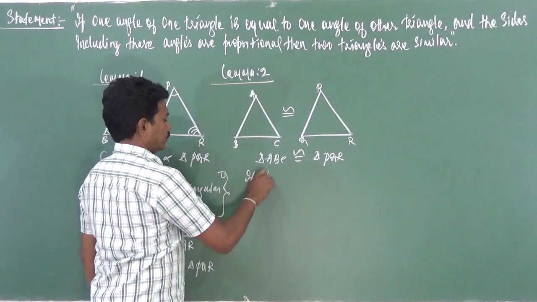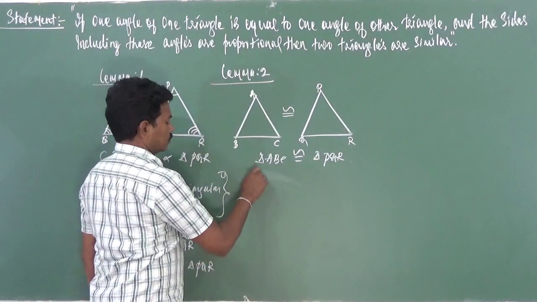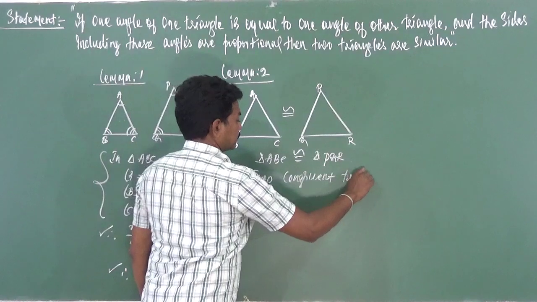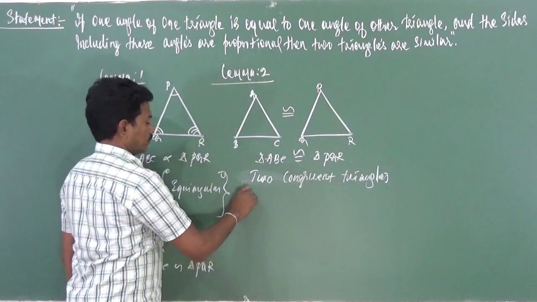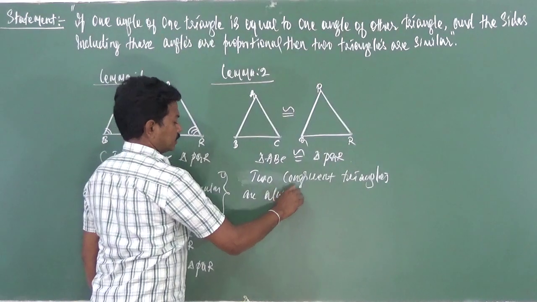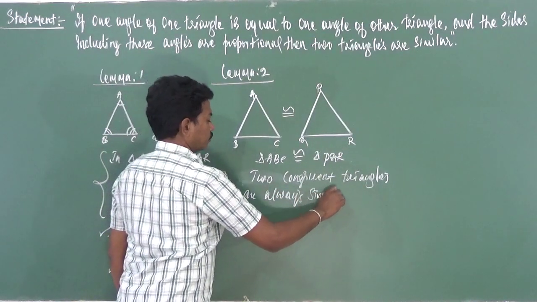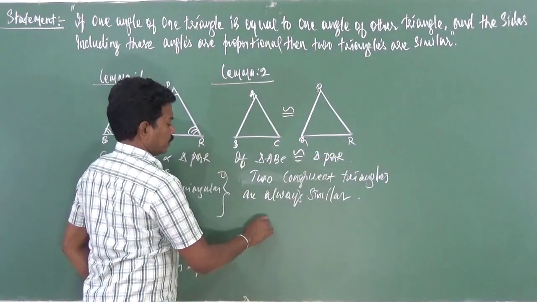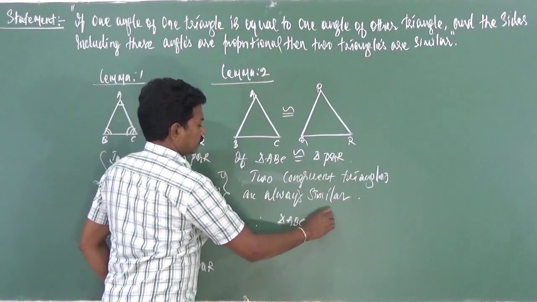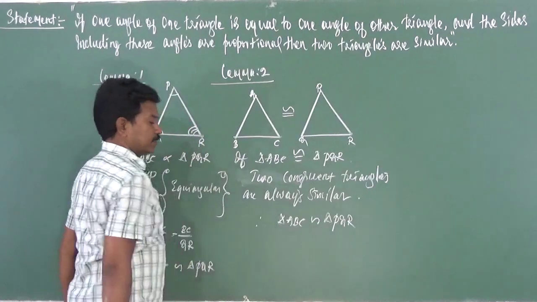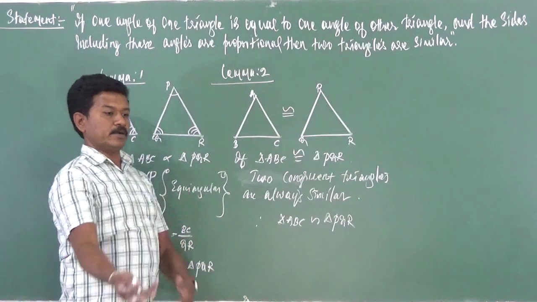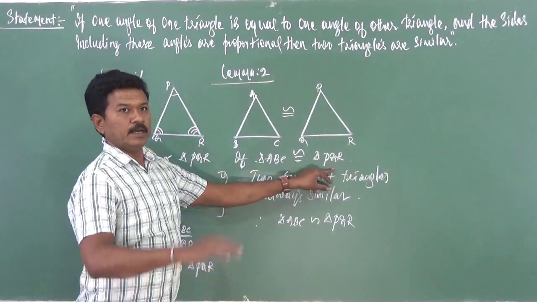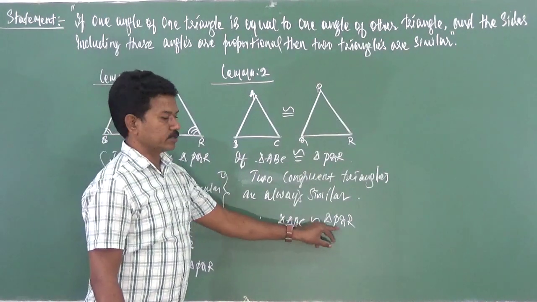So two congruent triangles are always similar. So if triangle ABC is congruent to triangle PQR, therefore triangle ABC is similar to triangle PQR. The reverse is not true. The reverse may be true or may not be true, but this is 100% true. That is, if triangle ABC is congruent to triangle PQR, 100% triangle ABC is similar to triangle PQR.